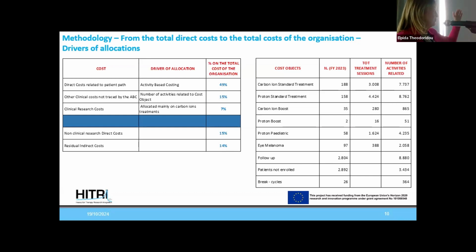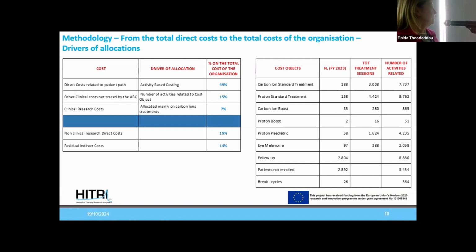For example, in addition to the 50% of the costs traced by the activity-based costing, we had other clinical costs, which were costs related in any case to the clinical activity, but could not be traced by the ABC. For example, some costs related to specific activities of dosimetry or etc. And that represents 15%. We had to choose some drivers to allocate this and also the residual indirect cost. One organization can choose its own driver, which is the most appropriate, but we could choose among the number of treatments or the number of sessions or the number of activities or events related to each treatment type. And we have chosen the last column of the table on the right, that is the number of events related to each treatment type.